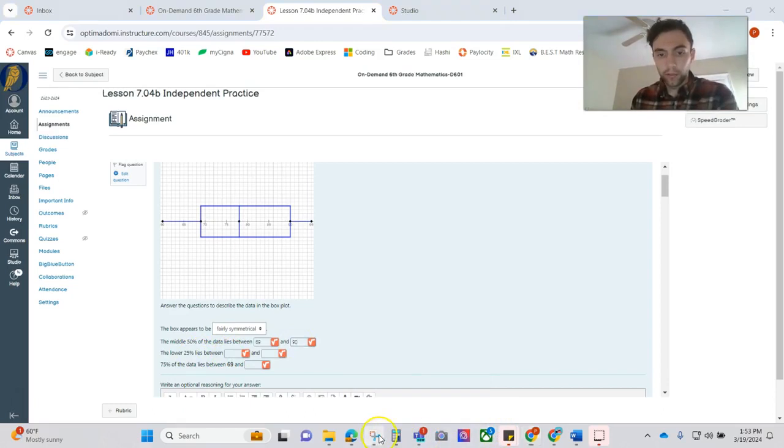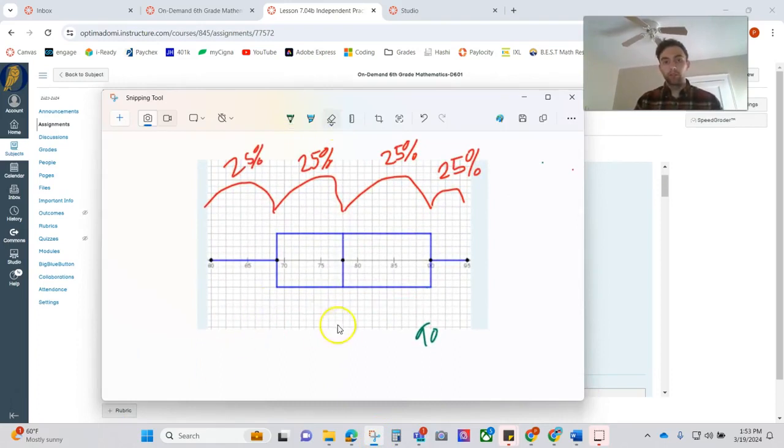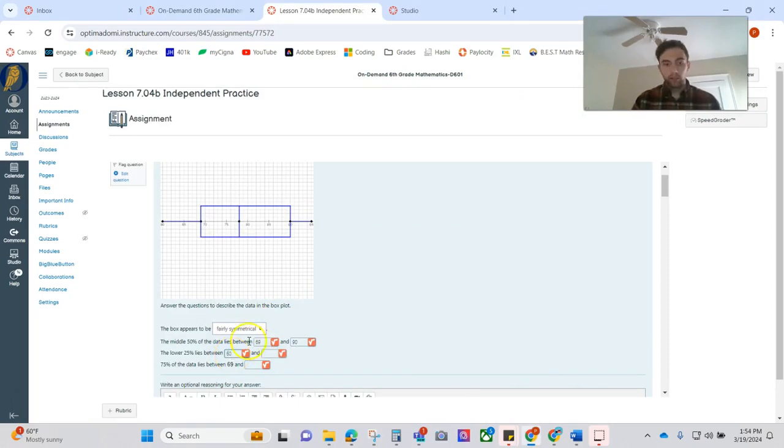Close one. The lower 25% lies between what 2 numbers? So now we don't want the middle 50% anymore. We want the lower 25%, the lower quarter of the data. What 2 numbers does it lie between? This is the number 60, and here it's the number 69 again, like we used before. This lower whisker starts at 60, ends at 69. So the lower 25% lies between 60 and 69.